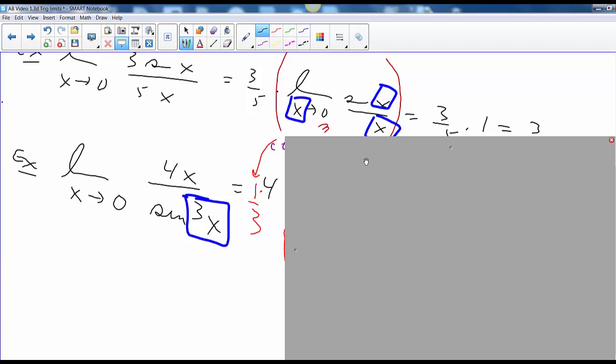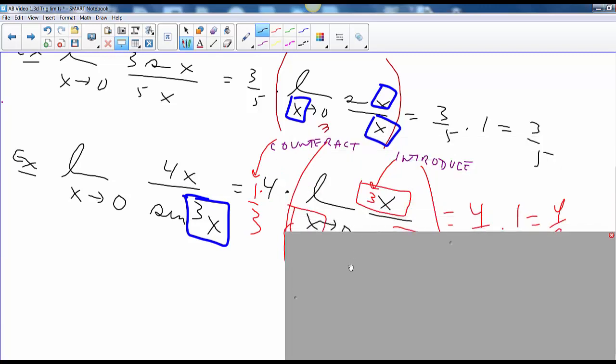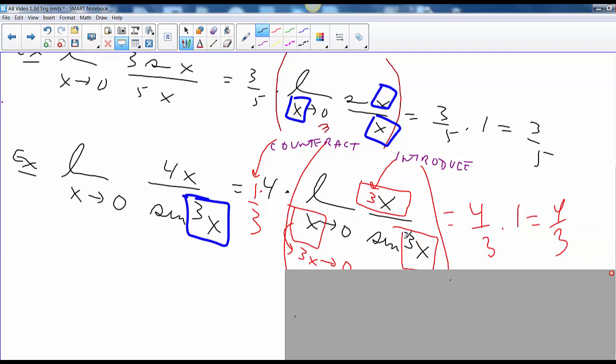Now the next thing I'm going to do is I need to introduce a 3x up here. Remember, the boxes have to be all the same. So by introducing a times 3, I have to counteract that by introducing a 1/3. Therefore, I have 1/3 times 3, which is 1, so I haven't really changed anything. As far as this box here needing to be 3x, that's not a problem, because as x gets closer and closer to 0, any number times x will keep getting closer and closer to 0.